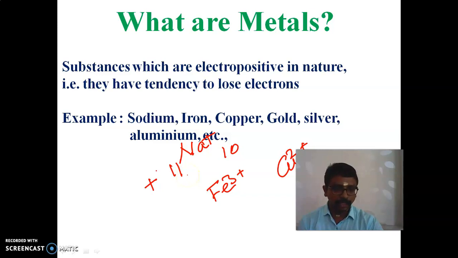So the metals have electropositive character. Electropositive character means it will lose electrons.